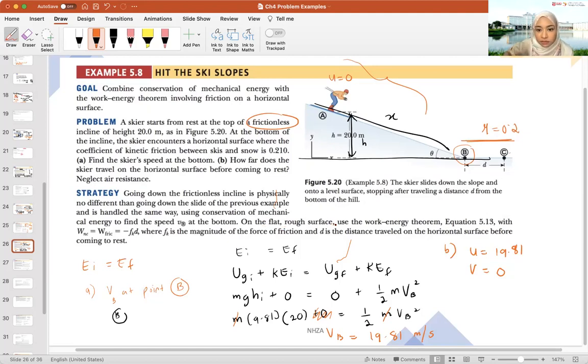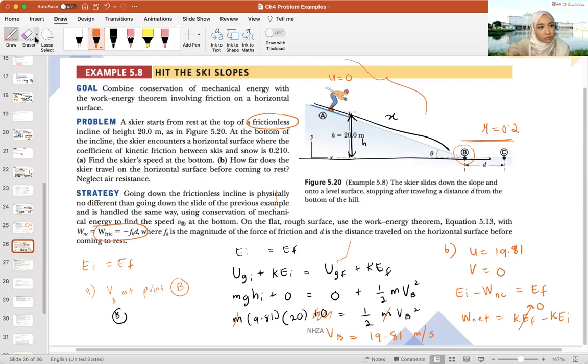On a flat rough surface, use the work energy theorem, equation 5.13 with NC. Oh, we forgot, we have friction, right? So we have EI minus WNC, the non-conservative work done, equals EF. This is our equation. And we also have the work energy theorem, whereby the net work done is equal to KE final minus KE initial. So we have our initial value, and our final is 0.